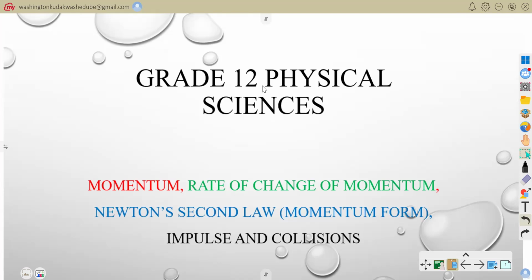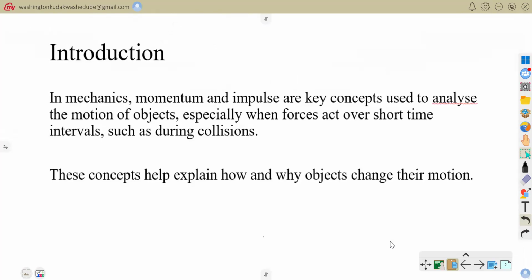And then after, we are going to do an example of a practice question section where we are going to check comprehension in everything that we would have done. So we are also going to involve important definitions as well as explaining important laws and concepts that have to do with momentum, rate of change of momentum, Newton's second law in terms of momentum. So without wasting time, let's get started.